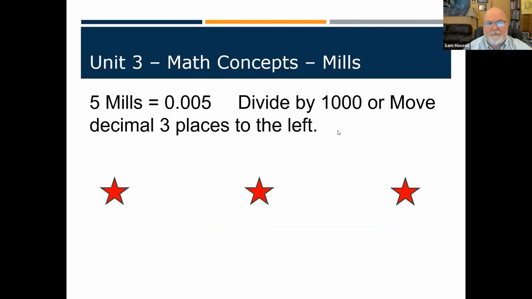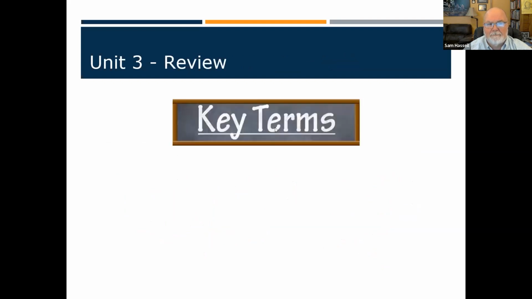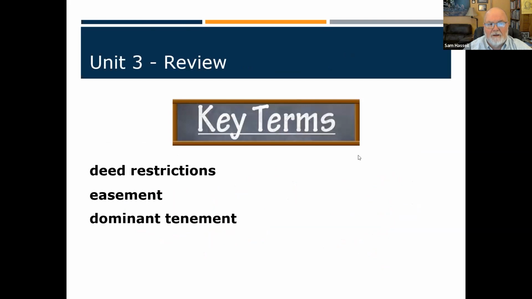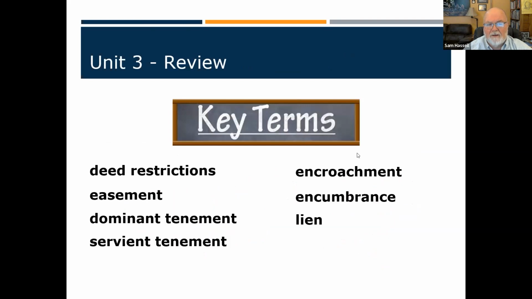All right, so we're just going to move the decimal place 3 places to the left. Okay, so we covered all of these things, deed restrictions in this chapter, easements, dominant tenements, servient tenements, right? We talked about those. Encroachments were over the line. Encumbrance is a burden on the property, right? A lien, somebody can force you to sell your house in order to pay a judgment or a lien, all right? And a license is when I give you the opportunity to use something, but I can revoke it, all right? Those are all key terms there.